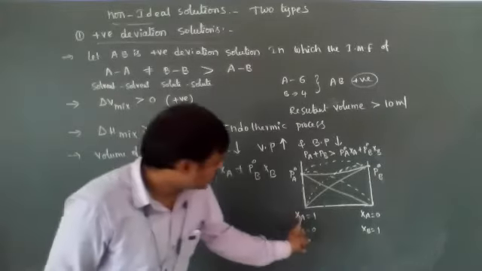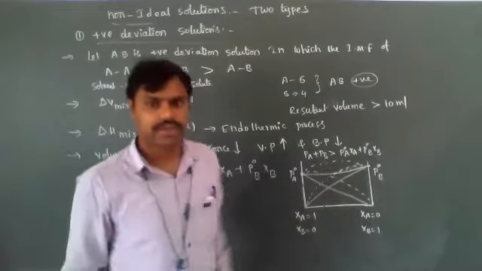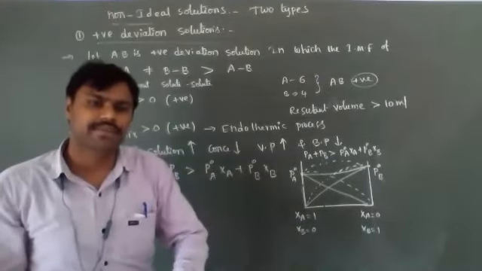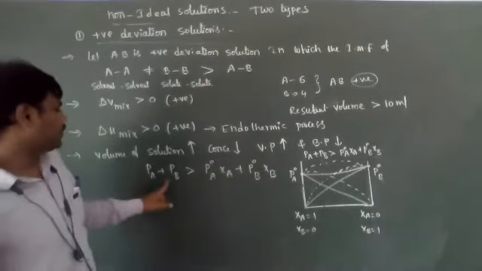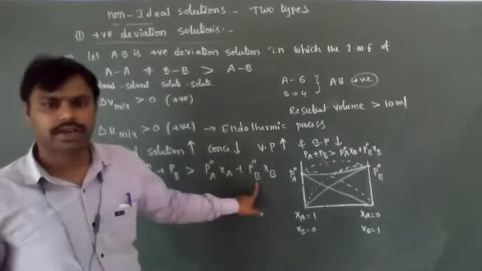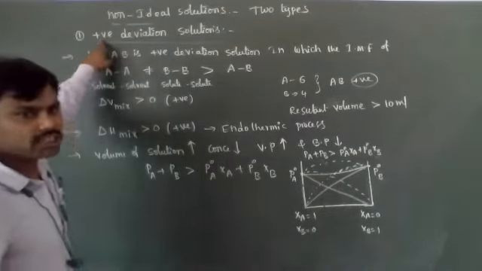Due to the increase in the resultant volume, the vapor pressure of the solution also increases, because when the volume increases, the concentration decreases and the vapor pressure increases. That's why PA plus PB is more than P naught A into XA plus P naught B into XB. This type of solution is called a positive deviation solution.